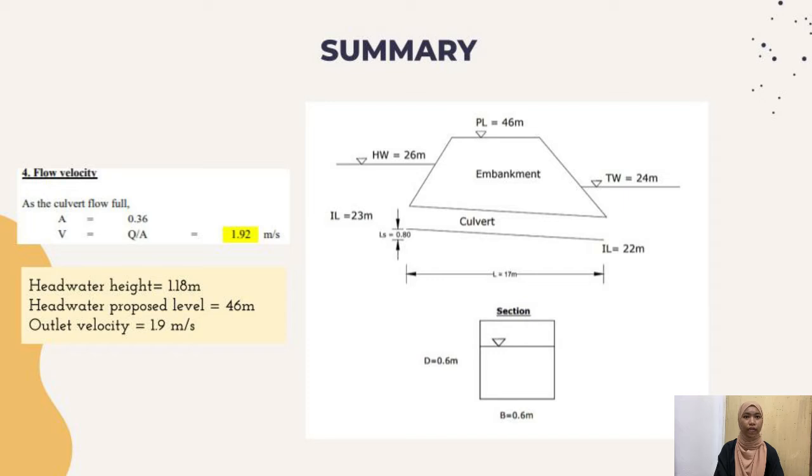So this is the summary of the culvert design. The drawing shows the outlet control with the headwater height of 1.18 meter and the headwater at proposed level of 46 meter, and the outlet velocity equal to 1.92 meter per second.